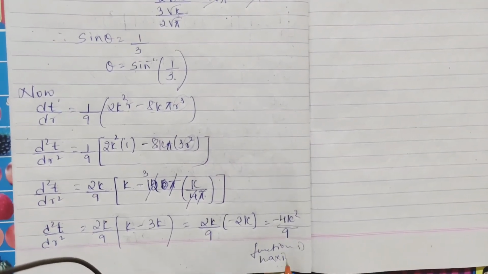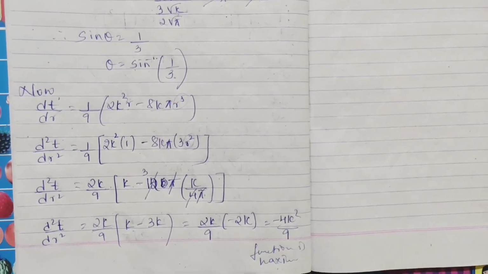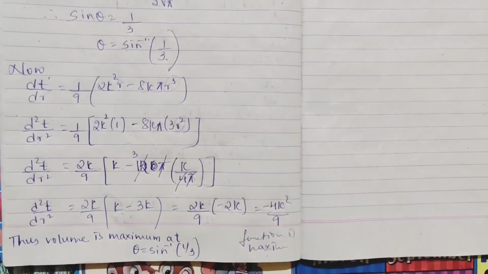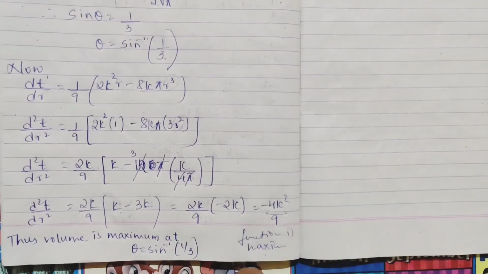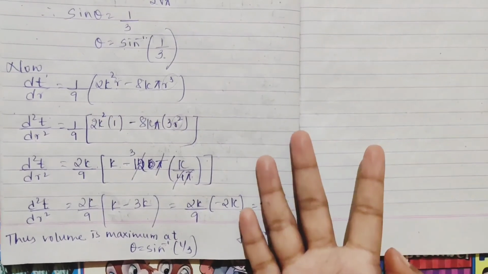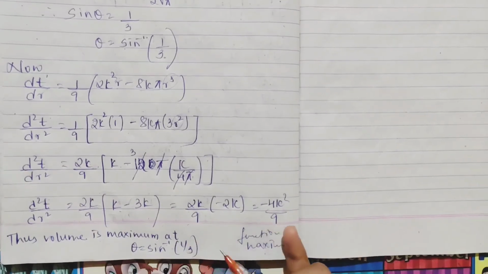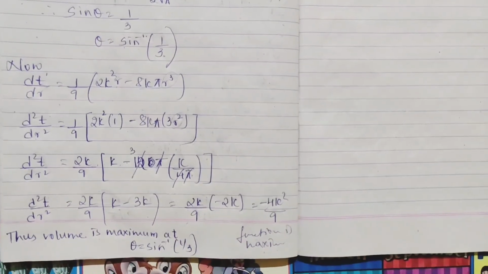So here we end, right? Write the sentence the same. So I have written the sentence here. Obviously, negative means the function is maximum. So what we showed is true. Thus the volume is maximum at theta equal to sin inverse 1 by 3. I hope this is clear for you.